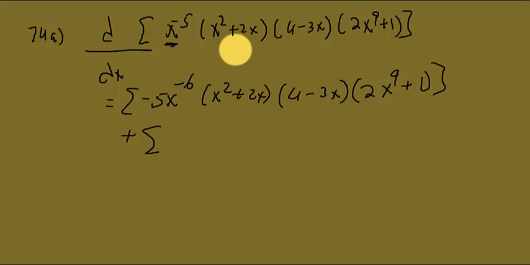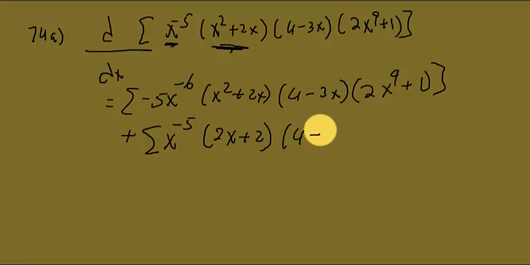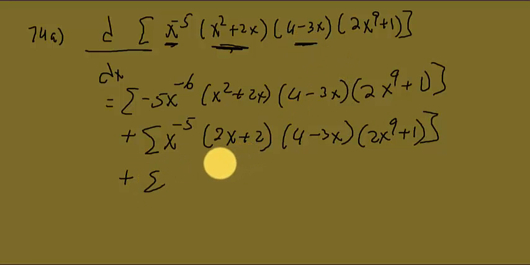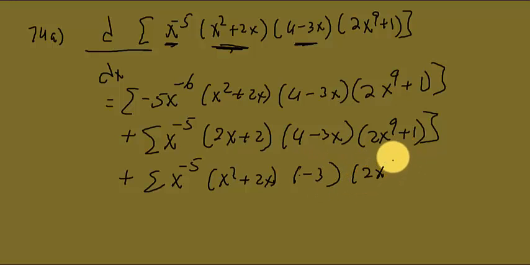Now this time we're going to take the derivative of the second one, leave everything else alone. X to the negative 5, we'll leave that alone. Take the derivative of the second one, which is 2x plus 2, and then leave everything else alone: 4 minus 3x times 2x to the 9th plus 1. Then plus. Now we're going to take the derivative of the third one, and leave everything else alone. X to the negative 5, x squared plus 2x, and the derivative of the third term is negative 3, and leave 2x to the 9th plus 1 alone.